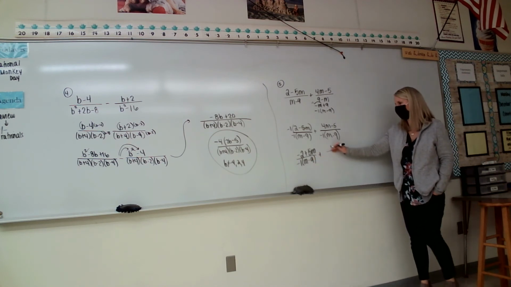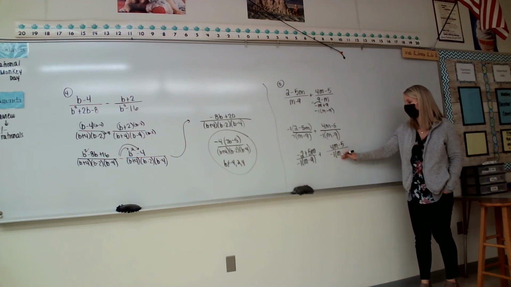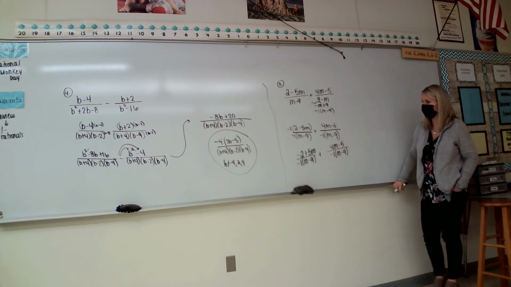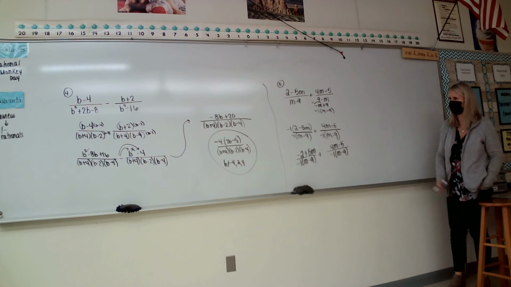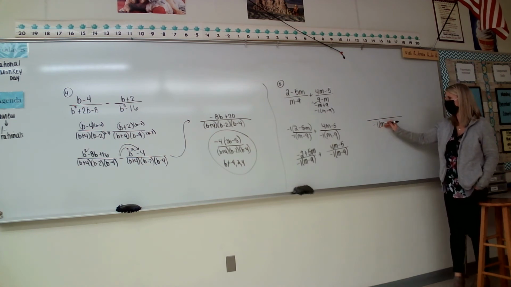Over here just stays the same, right? For the first one, I rewrote it as 5n minus 2. That's fine. All right, so once again, common denominator.